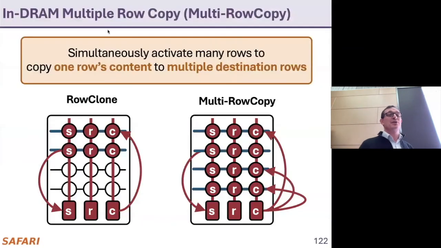Now, let me give you an example. So basically, what we do with multi-row copies, we simultaneously activate many rows. We activate the source row, and then after that, we activate many rows in the same subarray by violating the timing parameters in a specific way that's described in the paper. This way, we can copy one row to many destination rows, which is very interesting.